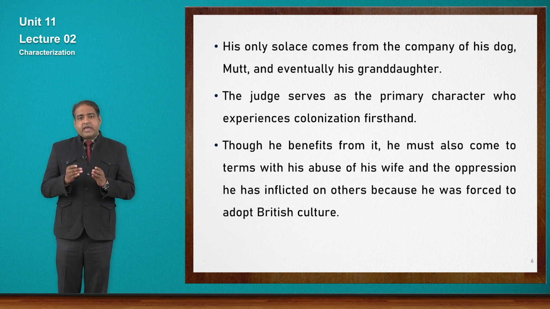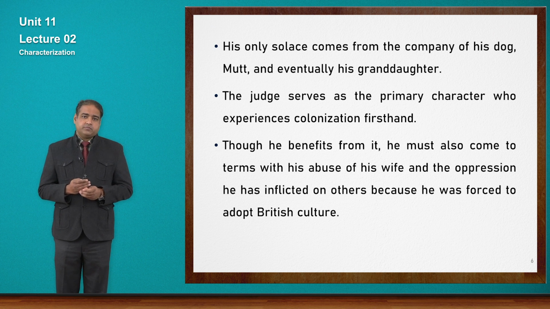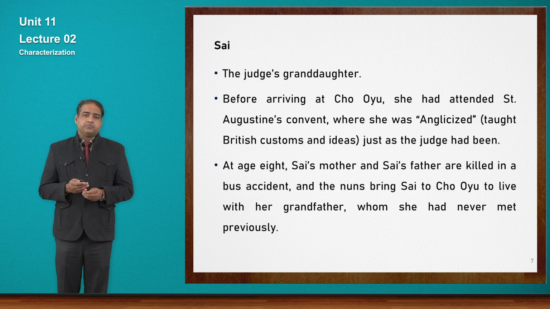So, the character of the Judge is portrayed in the story with all kinds of, let's say, ill effects of colonial society or colonialism. Let us move to the next character, whose name is Sai. Sai is the judge's granddaughter.